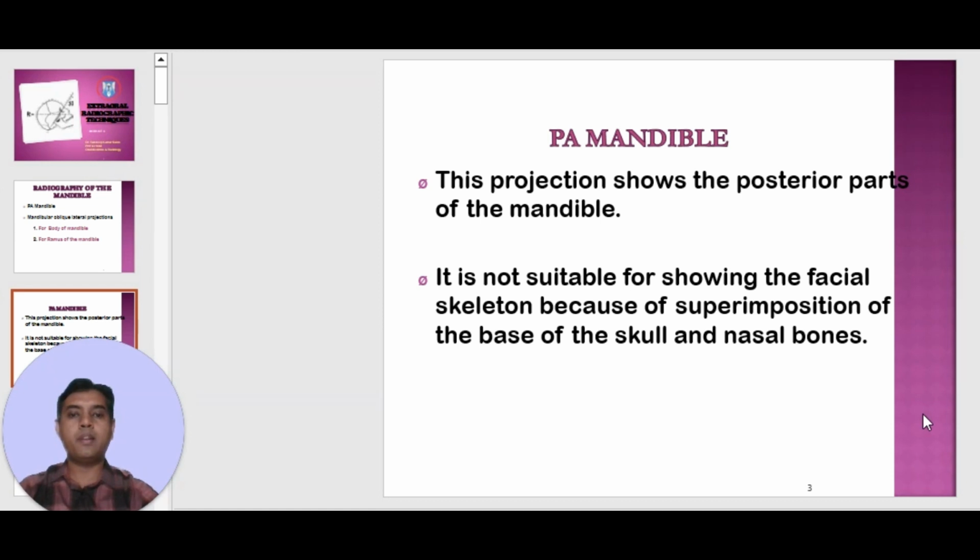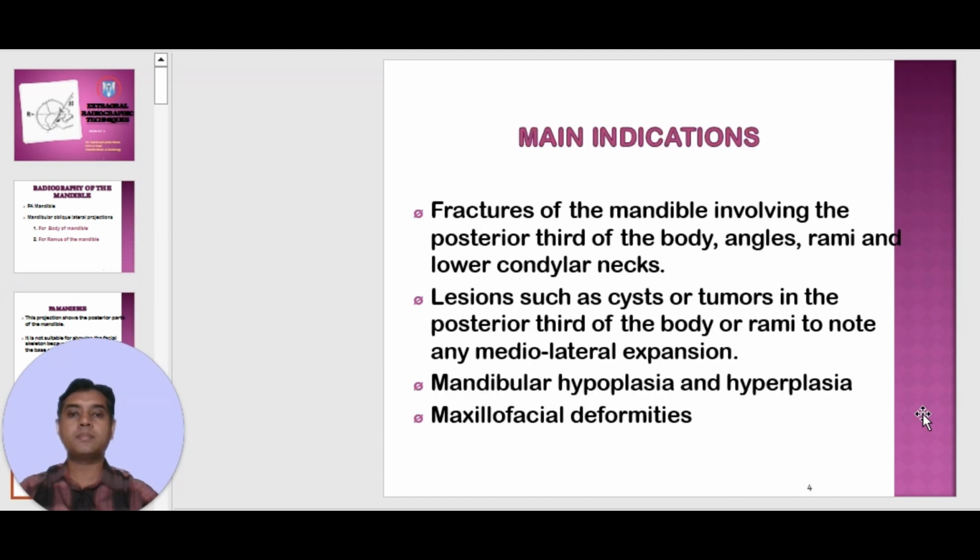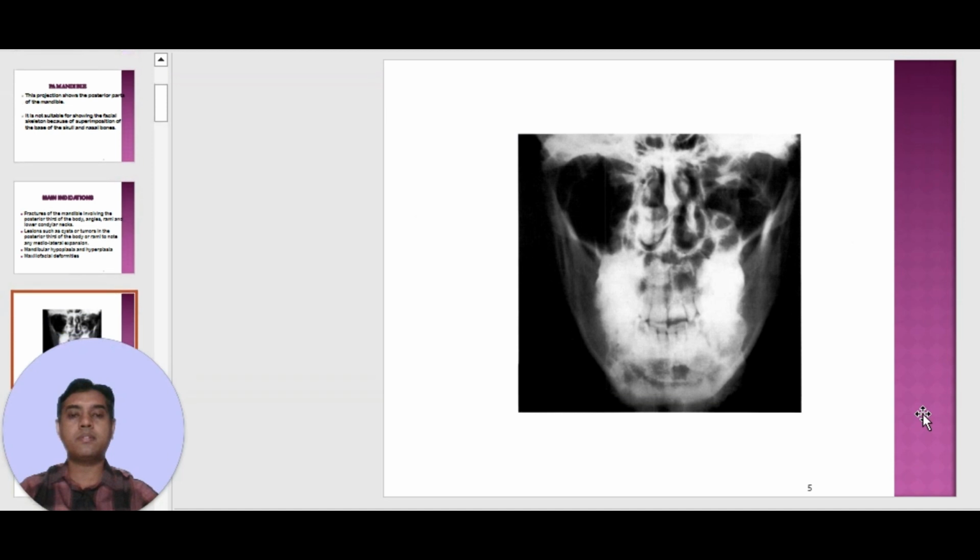Coming to PA mandible, this projection shows the posterior parts of the mandible. It is not suitable for showing the facial skeleton because of the superimposition of the base of the skull and nasal bones. Main indications are fracture of the mandible involving the posterior third of the body, angles, ramus, and lower condylar necks, lesions such as cysts or tumors in the posterior third of the body or ramus to note any mediolateral expansion, mandibular hypoplasia and hyperplasia, and maxillofacial deformities.